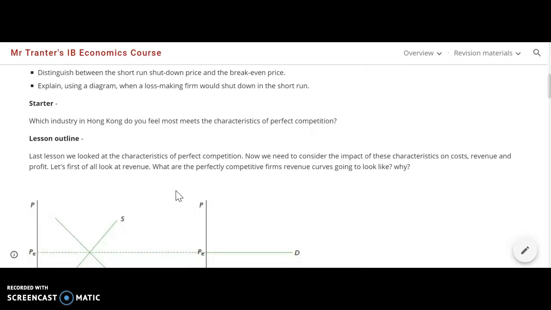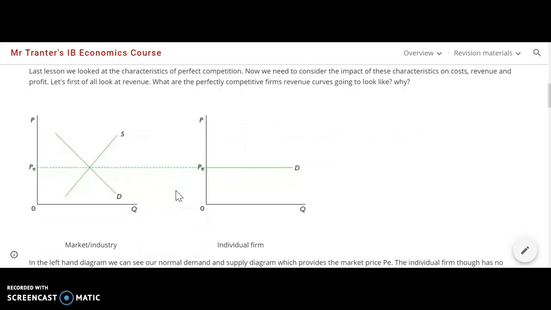So based on those characteristics, we need to think about what that means for the firm in terms of its cost, its revenue, and its profit. So we're going to start off by looking at revenue. Now, when we look at perfect competition, we often have to do two diagrams side by side. So we're producing a diagram on the left-hand side which reflects the market or the industry. And then the diagram on the right-hand side reflects the individual firm.